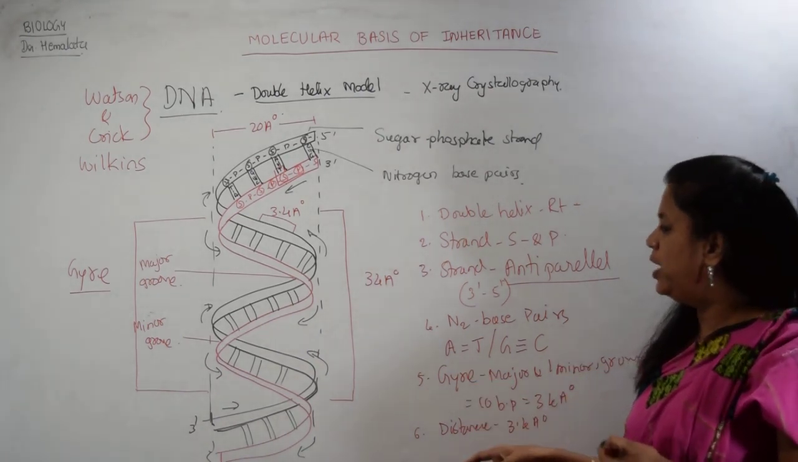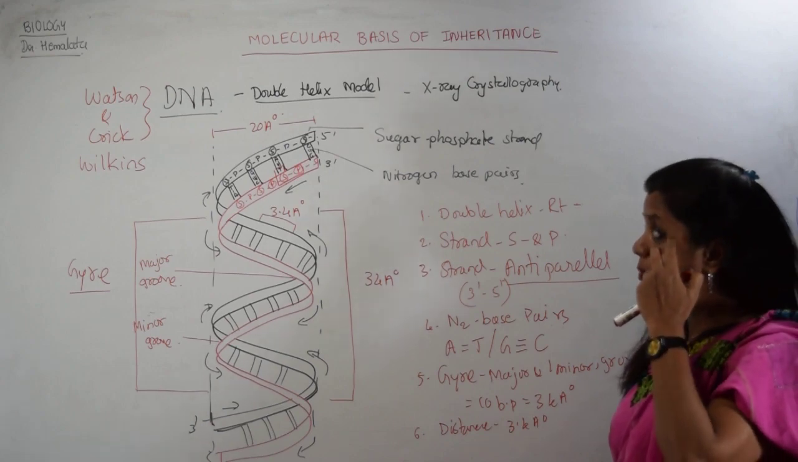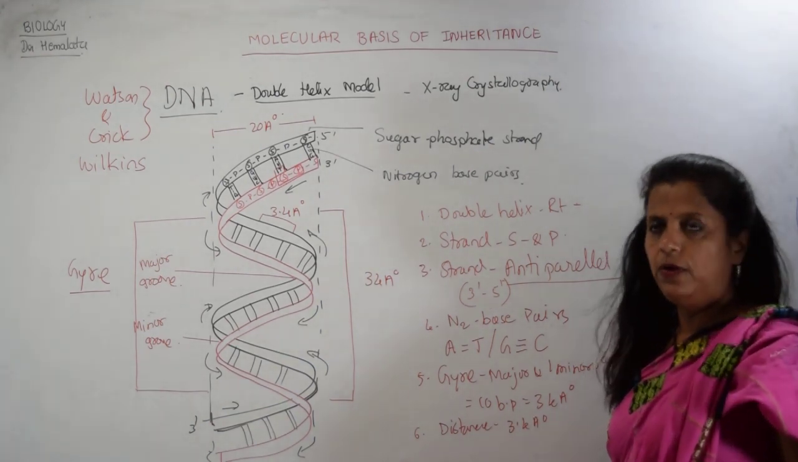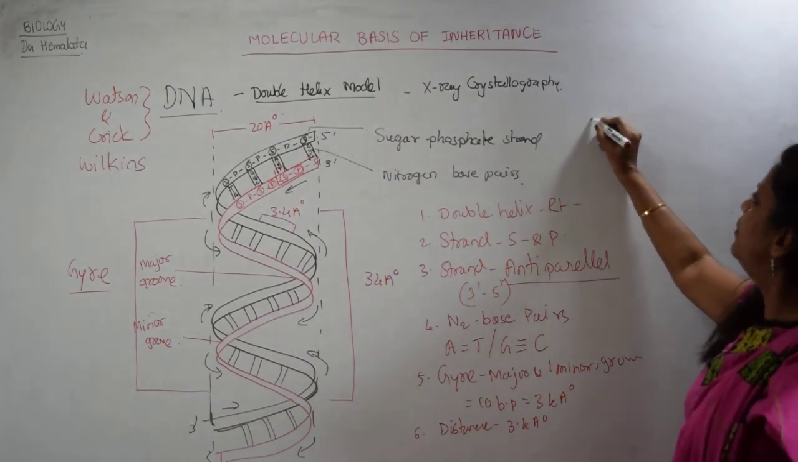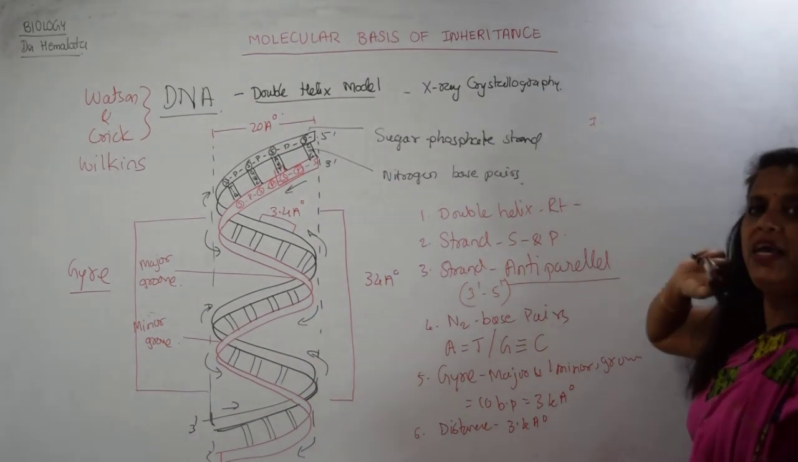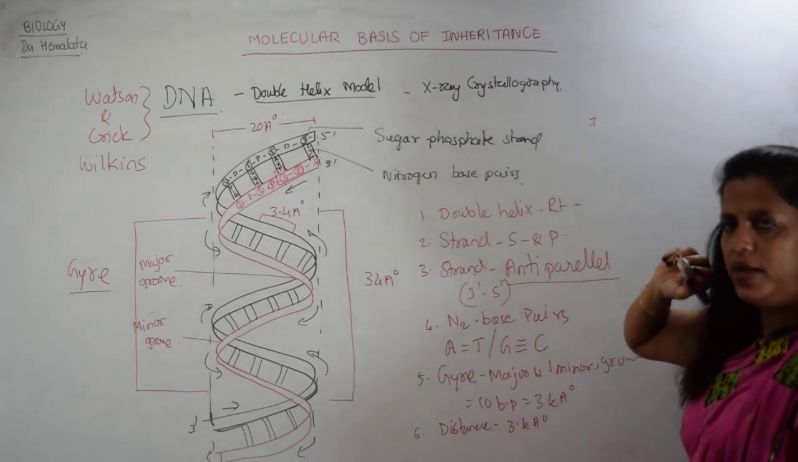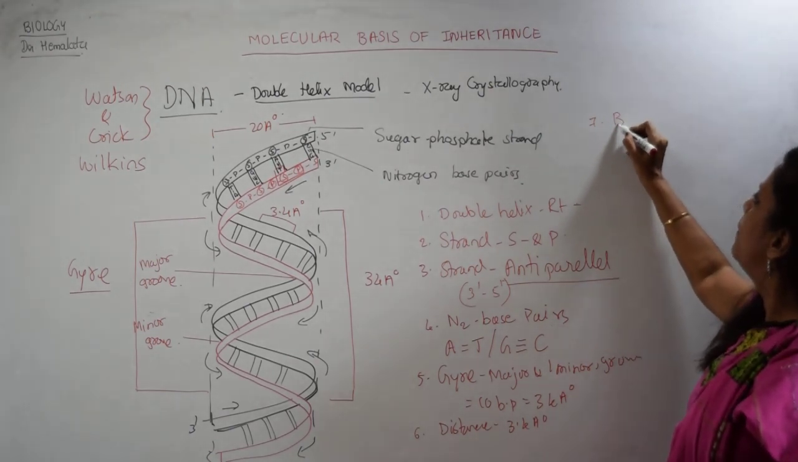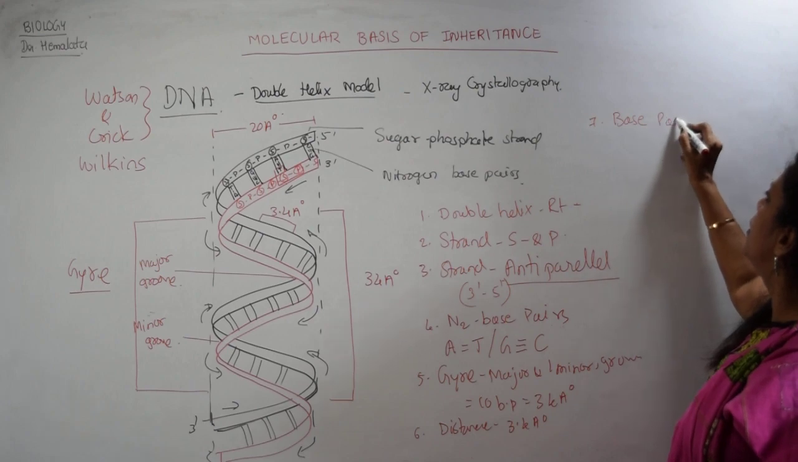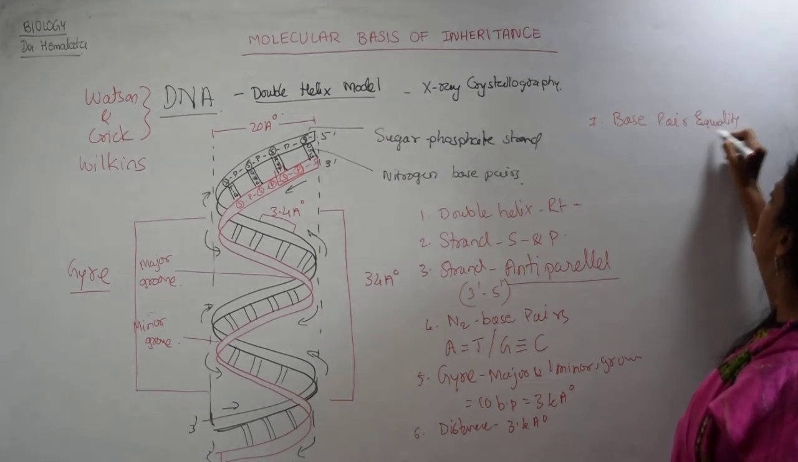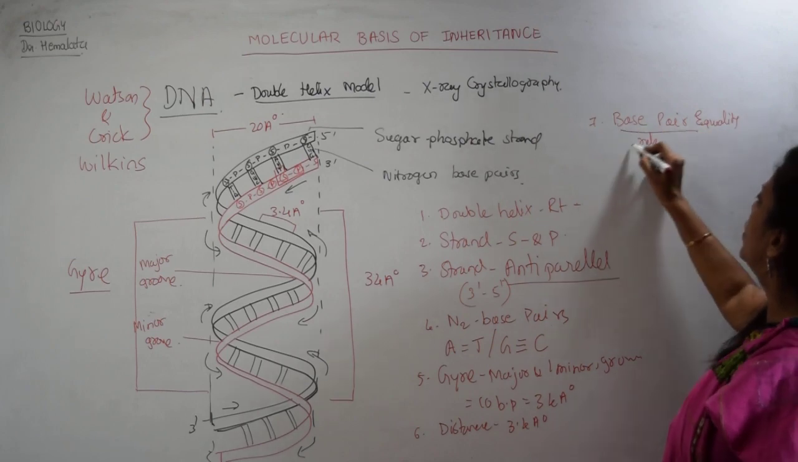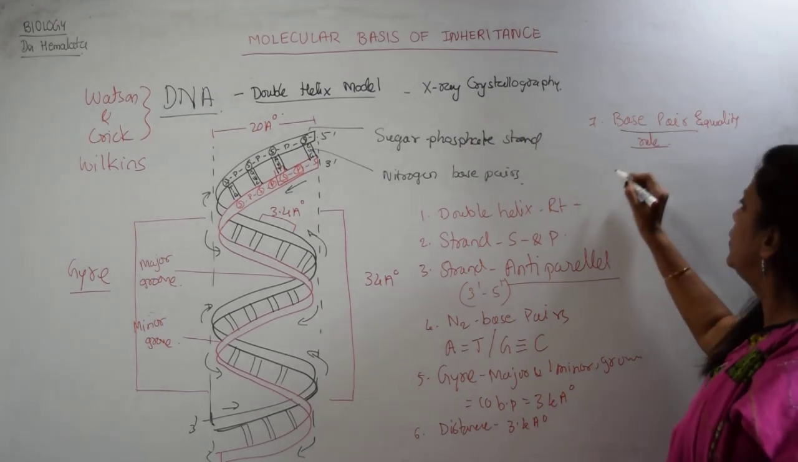Then once you finish this diagram, I would like to give you the remaining characters also. Right? What are the remaining characters? I think I can write it here. 7th point, there is something called the base pair equality rule. There is a rule. Okay. What is this rule saying?